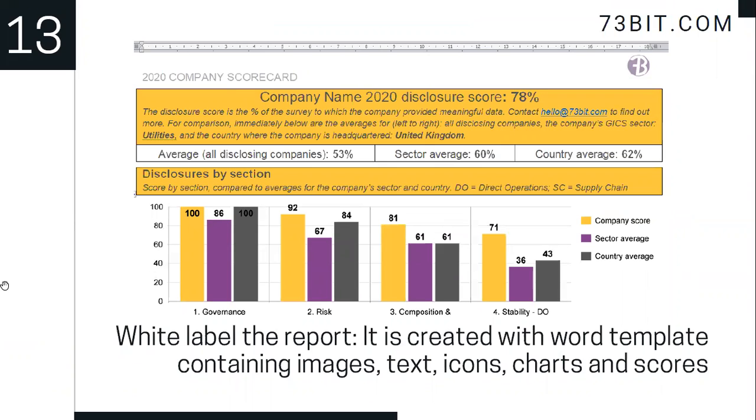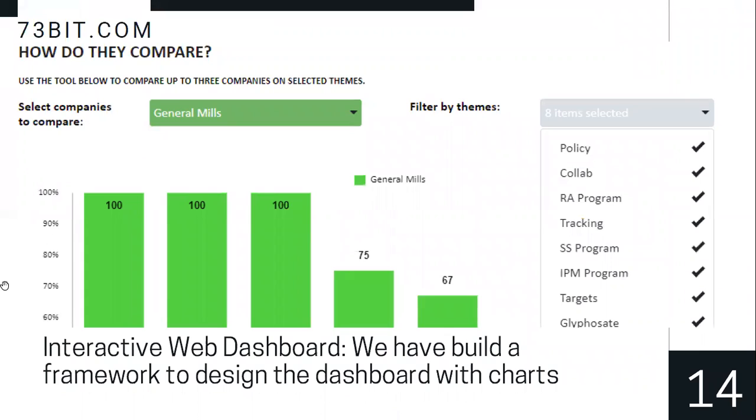It's an example of white labeling, where you can see the charts and the templates in Word format. The newest feature we have is a web interactive dashboard. And this is one such example where you can do company comparison, but you can also do theme-based or pillar-based comparison.